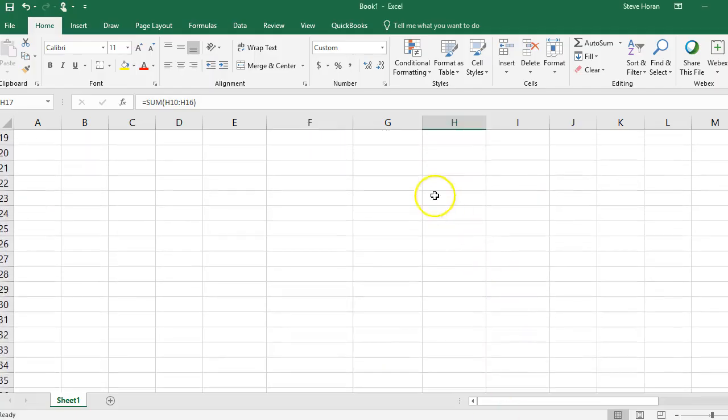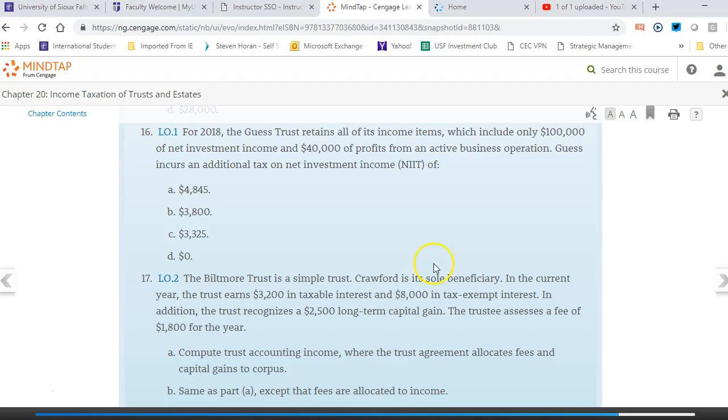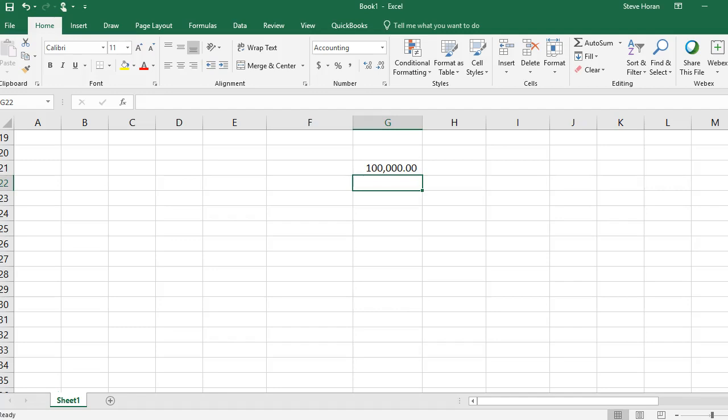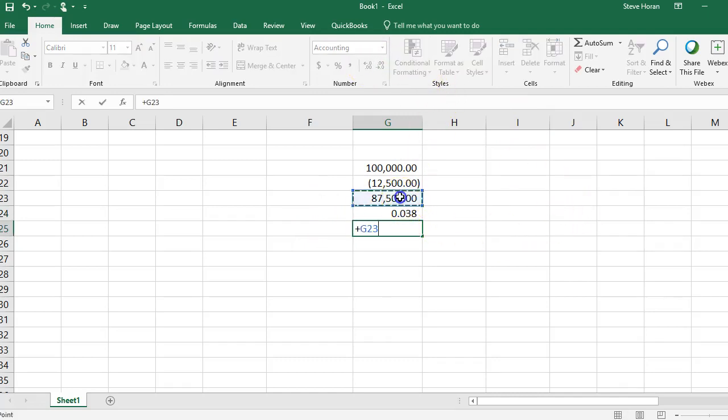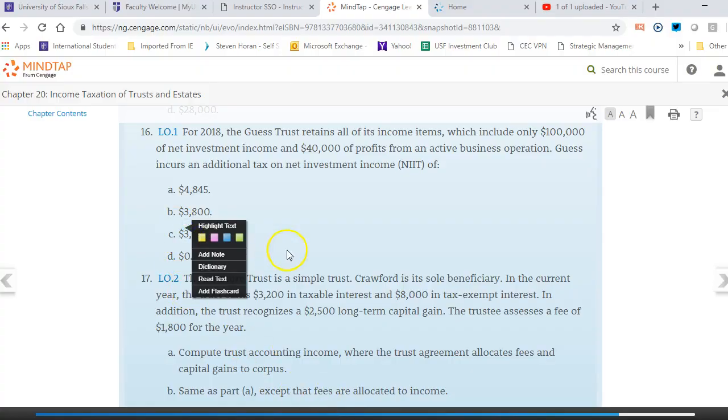And so what we do is we take the 100,000. If you remember right, the 100,000 came from the net investment income. So I take that 100,000, and then I subtract from that the exemption for the untaxed amount of 12.5, and so the net is what's taxable at that extra rate, that 0.038 net investment income tax. So let me give that an extra decimal so you can see at 0.038. So the answer then is 87.5 times the 0.038. I get 3325, and that was the answer. Letter C, 3325.